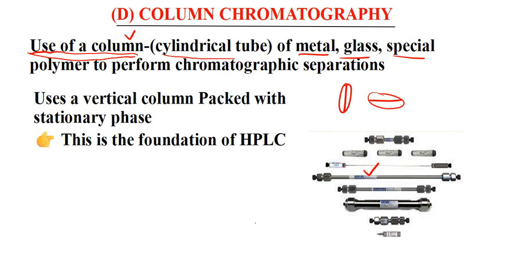So this is actually the foundation of high performance liquid chromatography, which we are to talk about in the next chapter. This is about, as I said, the column made of metal, glass, or special polymer, and this is where separation happens inside it, and that actually marks the end.